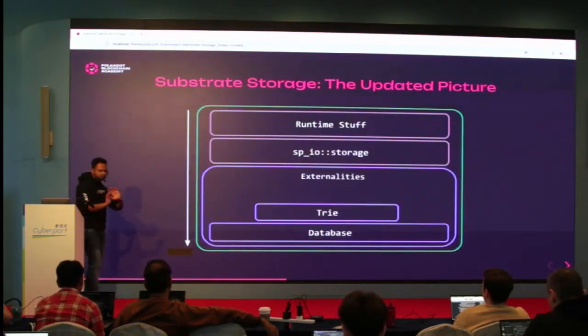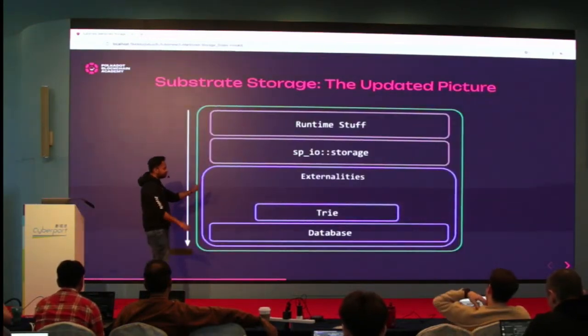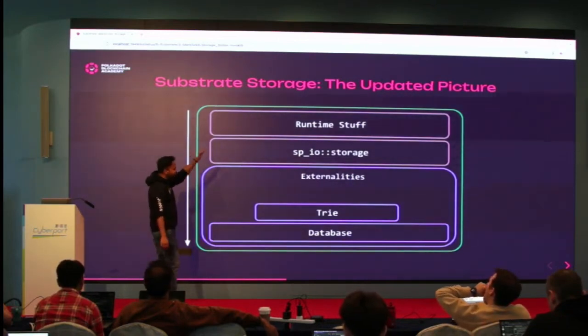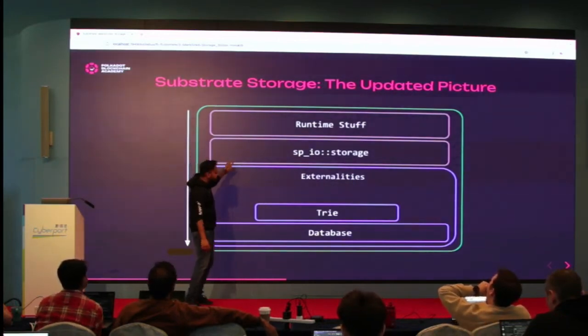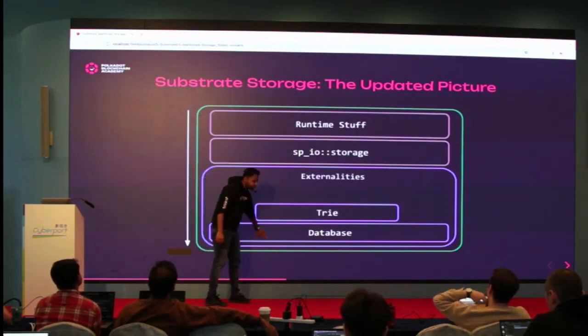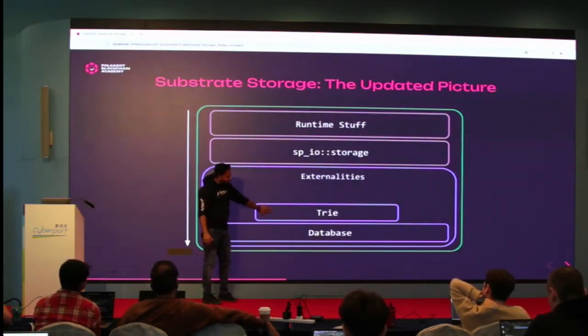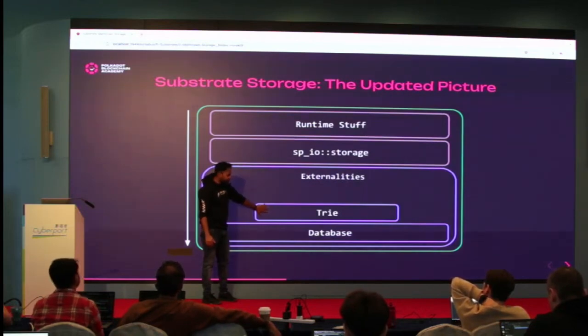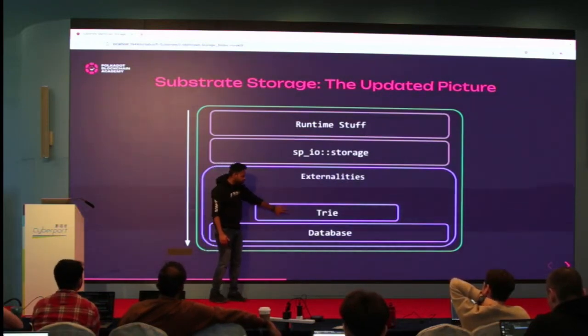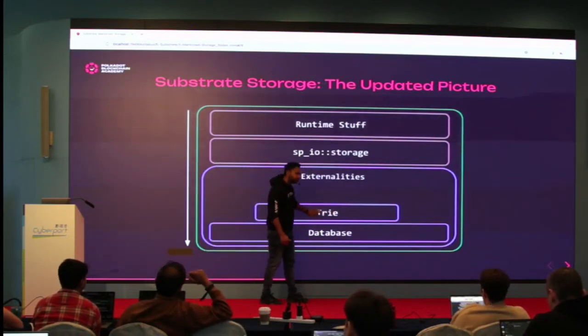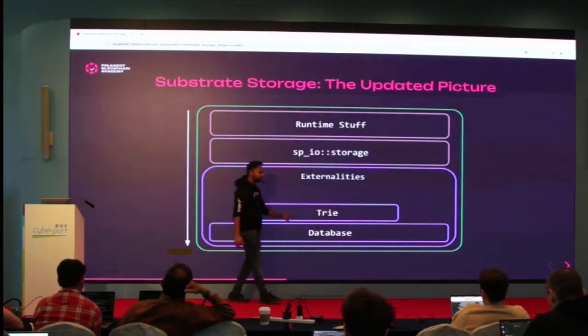Okay, so now after all this, your updated mental model should be: runtime stuff, some way to access this externality. There is a key value database, but on top of that there is a backend, which is a trie backend. This layer is called the backend. It can have different implementations. We saw a trie backend here.